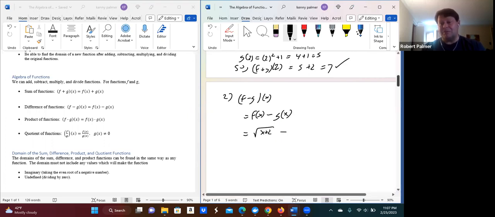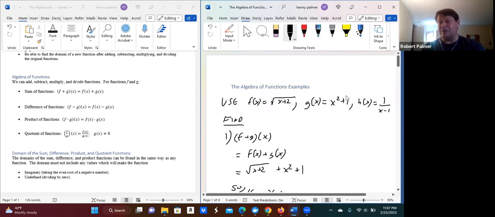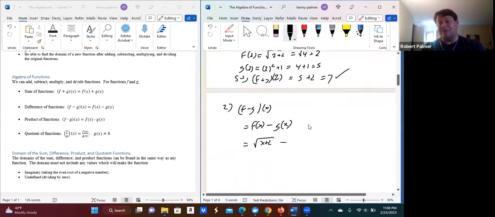Now, since I'm subtracting, remember g of x is x squared plus 1. So I'm subtracting the whole thing. So I definitely need parentheses here because I'm subtracting the entire x squared plus 1. So be careful with that. Of course, then if we just distribute our negative through, that changes our signs there. It becomes the square root of x plus 2 minus x squared minus 1.